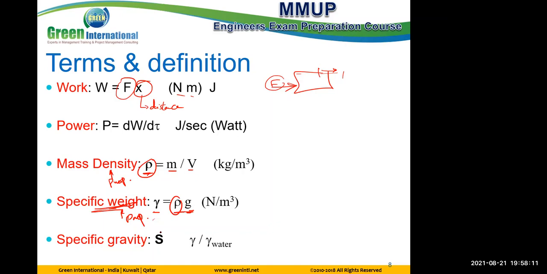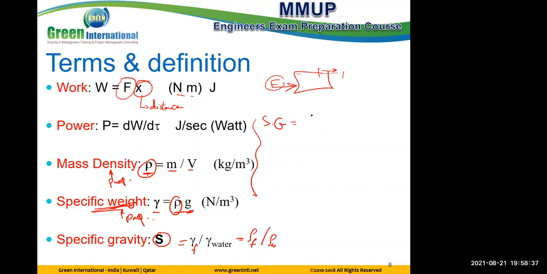Important. Why is it important? Because in fluid mechanics problems, normally S is given, not gamma and not rho. From S, you can calculate the gamma for the fluid. S is equal to gamma of the fluid over gamma of water, which means normalizing the gamma of the fluid by the gamma of water, which is equivalent also to rho of fluid over rho of water. The same meaning. I'll give you a simple example for that.